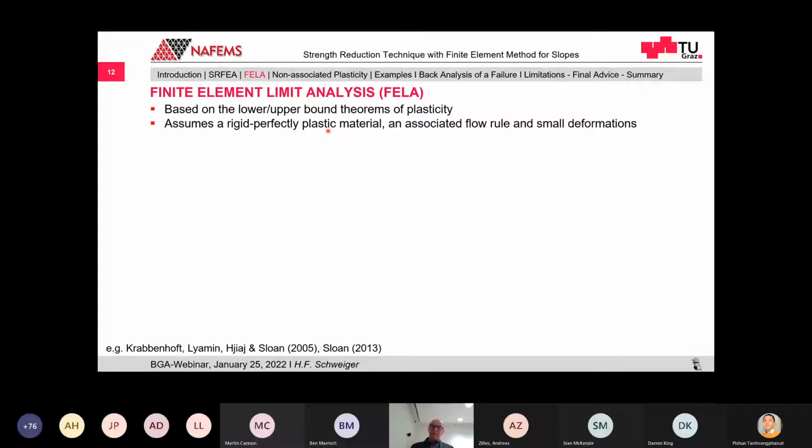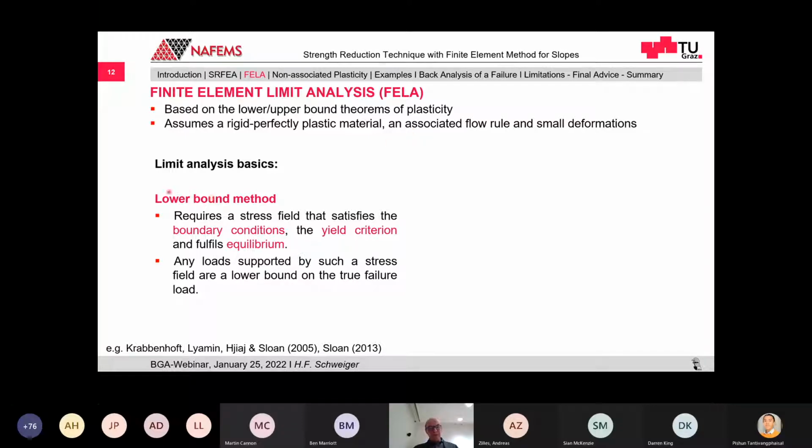Now that is usually not the case, but with this finite element limit analysis, the experience is that the difference between lower and upper bound is very small, a few percent, so you are very close to the true solution. With finite element limit analysis, you assume a rigid, perfectly plastic material, so you don't get any deformations, and an associated flow. That is the key point, and I will come back later to how we can deal with that.